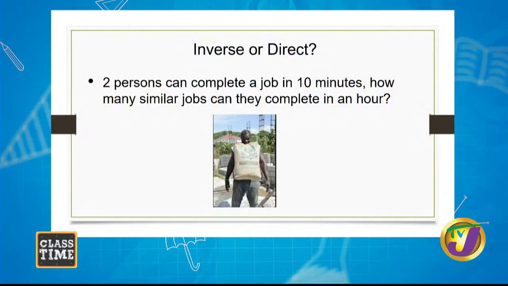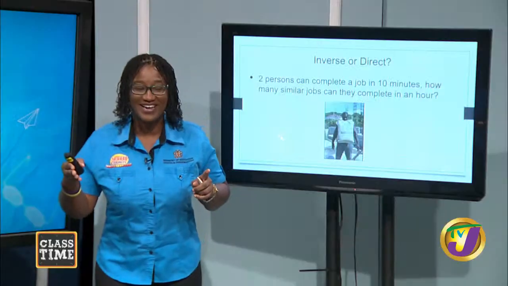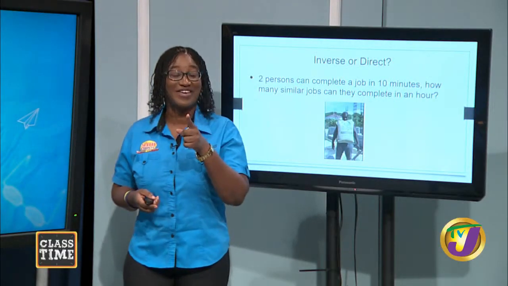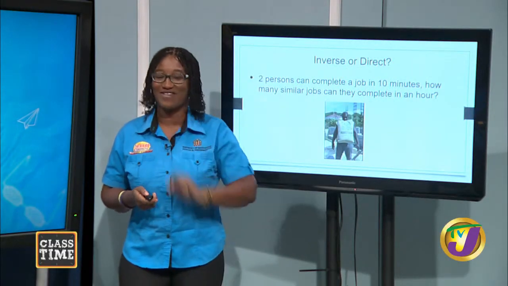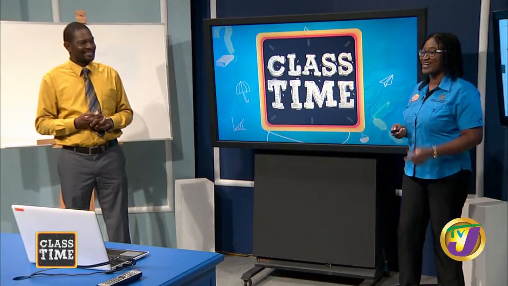Two persons can complete a job in 10 minutes. How many similar jobs can they complete in an hour? Let's do the countdown again. 5, 4, 3, 2, 1. It's direct. That's right. If you said direct, you are so correct.